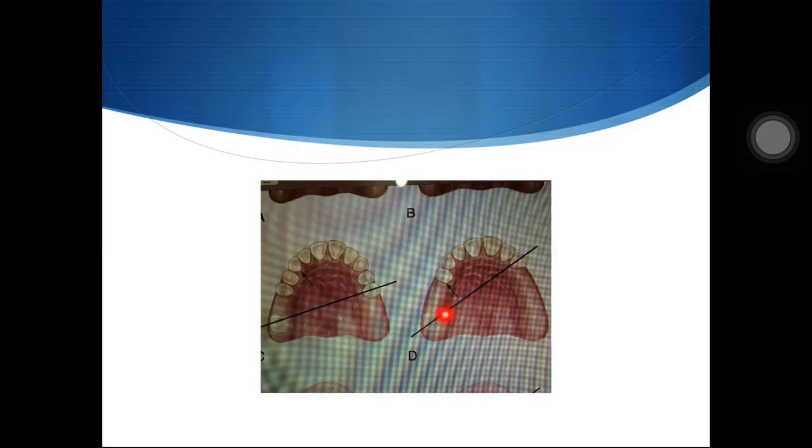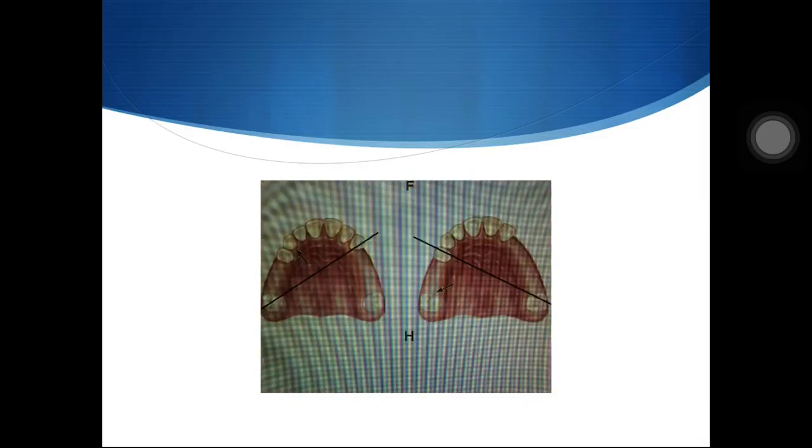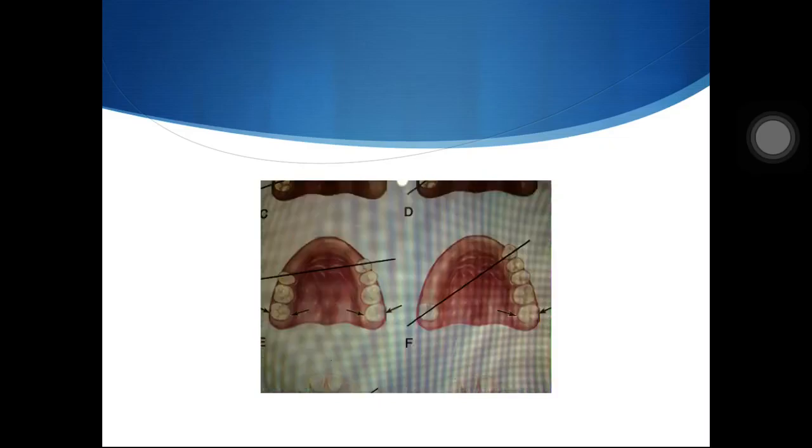Here we can see that this is the ideal position in which this is the fulcrum line, and when we draw the perpendicular, it falls on this first premolar area. Okay, this has been discussed.